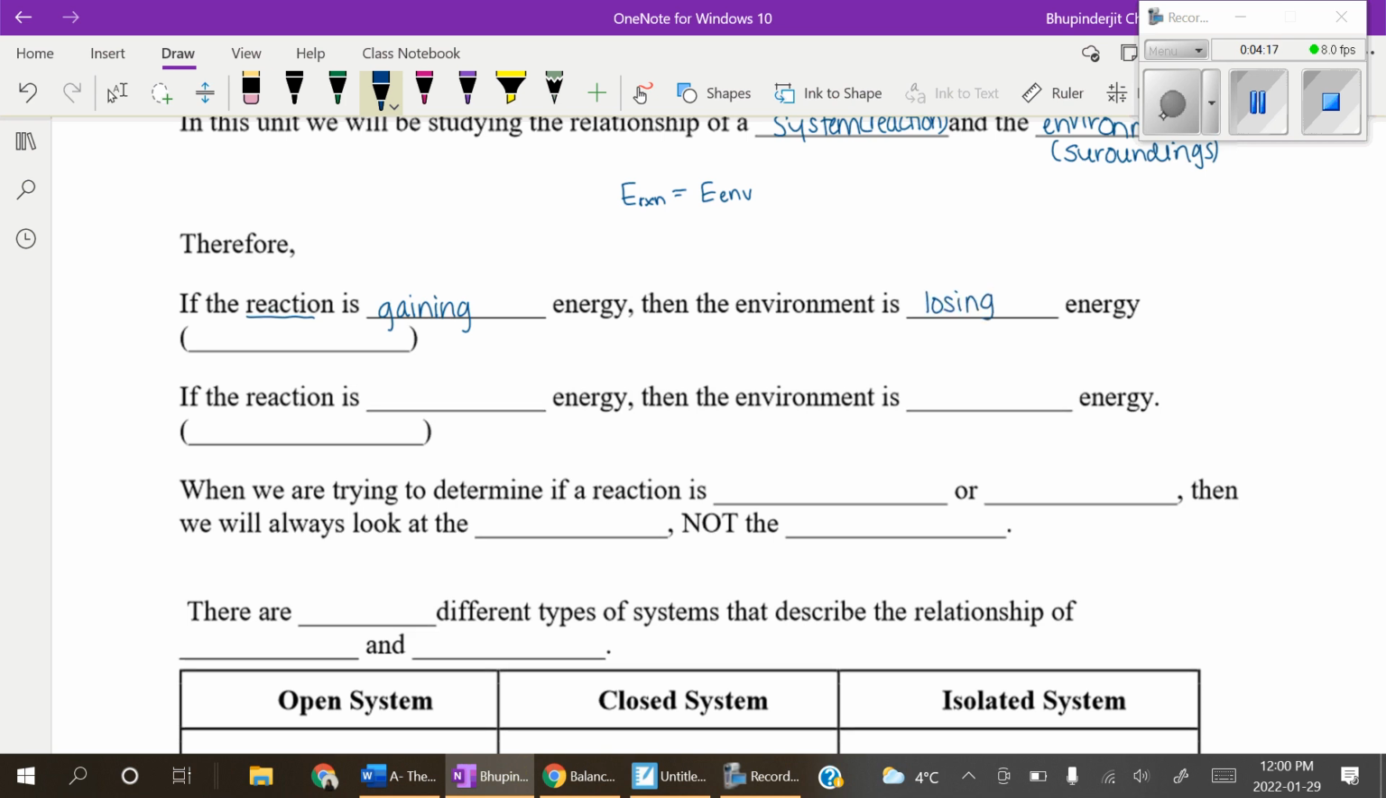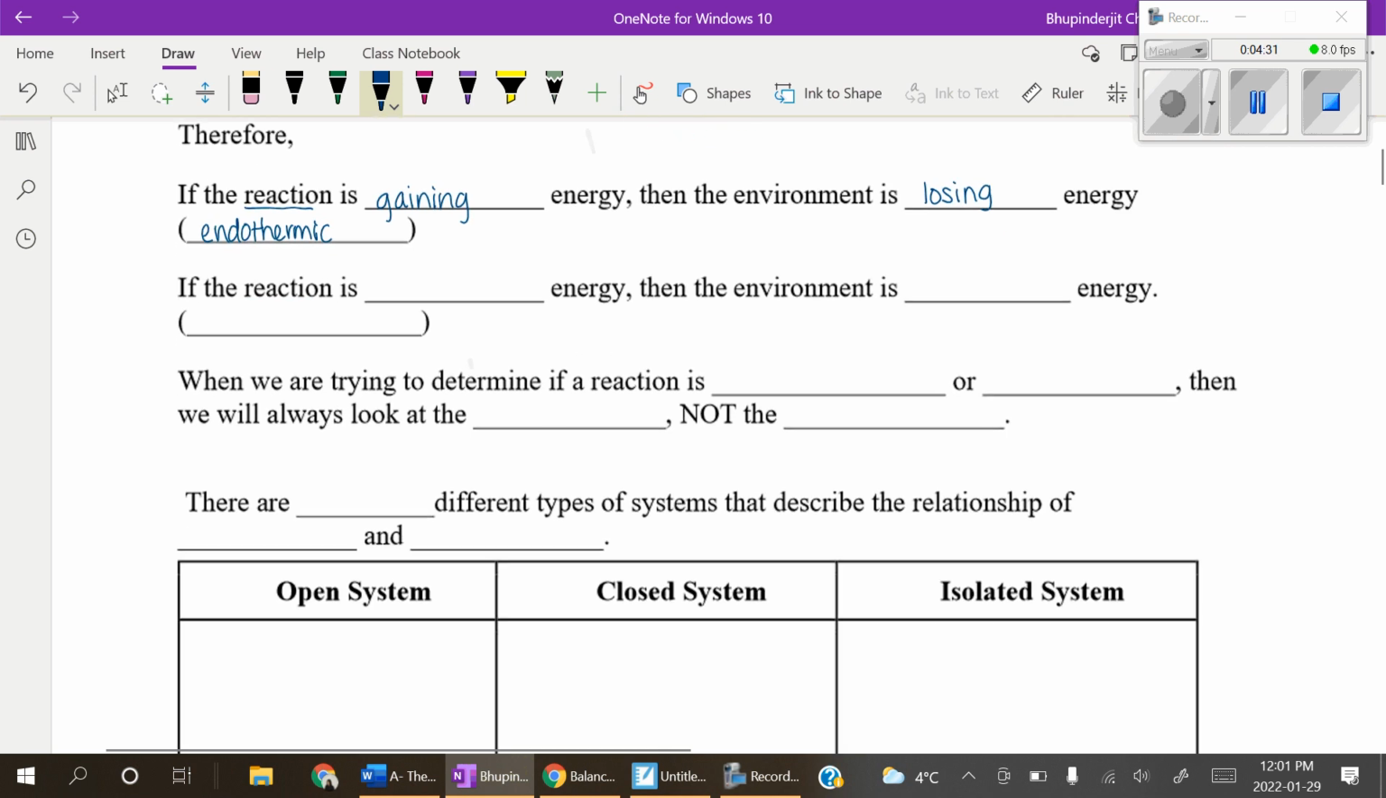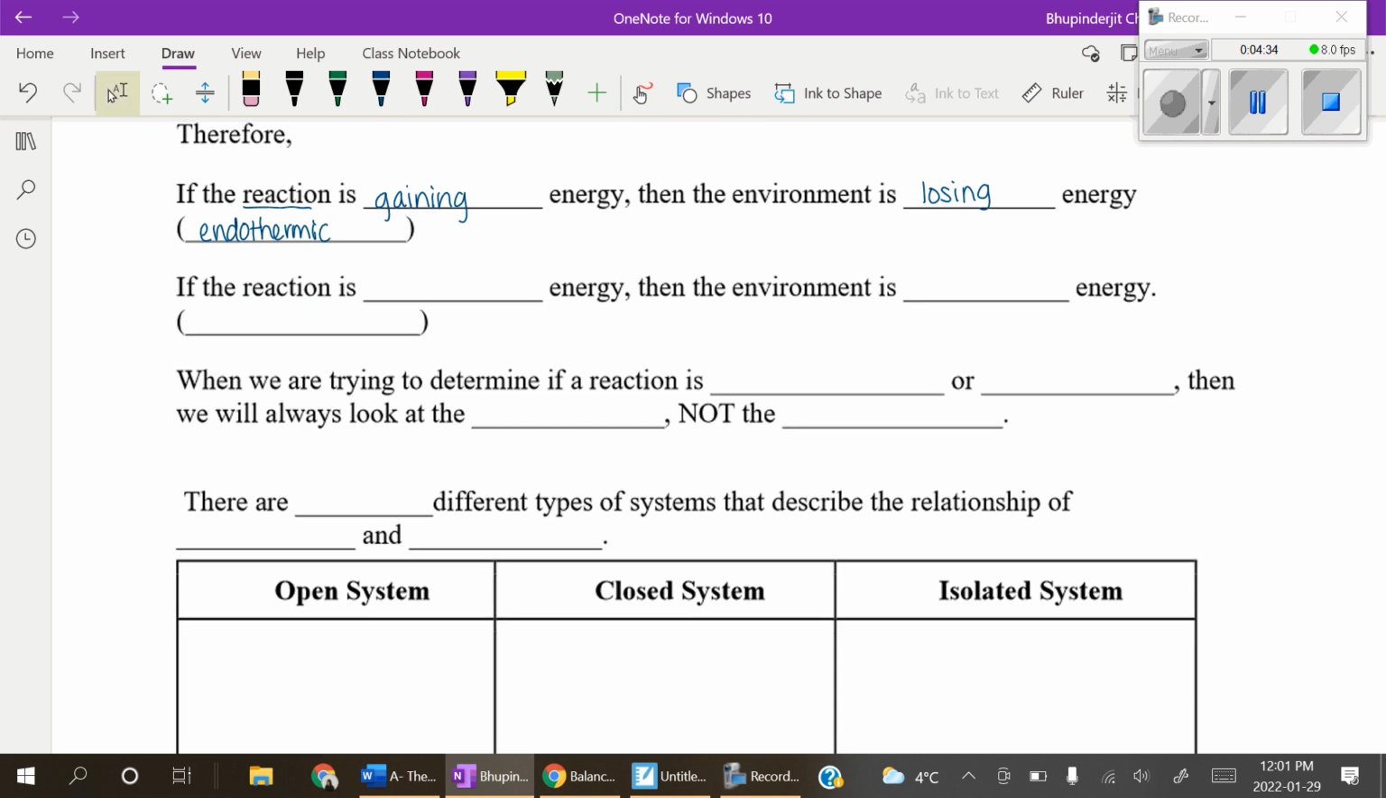Now, if we're looking at it from the perspective of the reaction, which we will always be looking at it from, if it is gaining, that will then refer to endothermic. Remember, endothermic means we are absorbing, gaining, need energy. Now, if the reaction is losing energy, so if the opposite is happening, again, we are looking at it from the perspective of the reaction, then the environment is gaining energy. And this will be then considered exothermic.